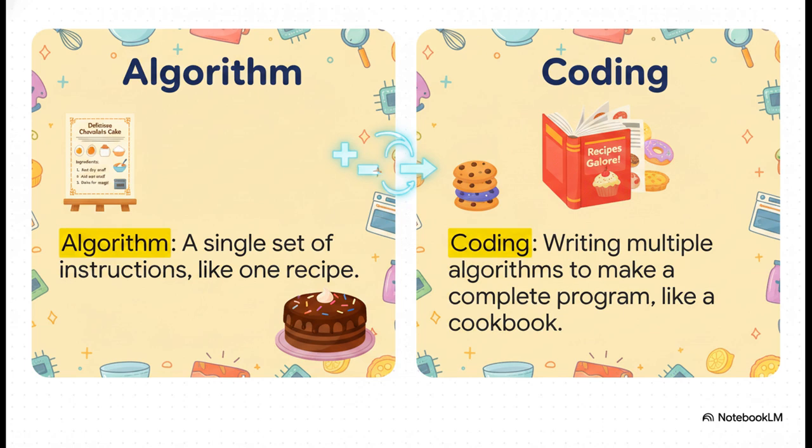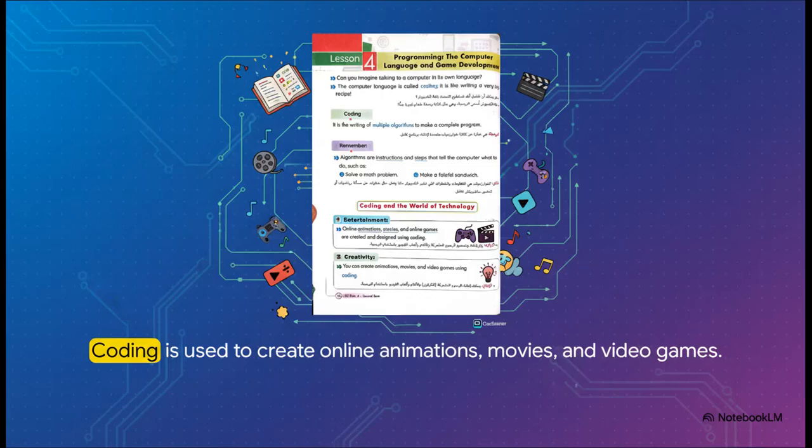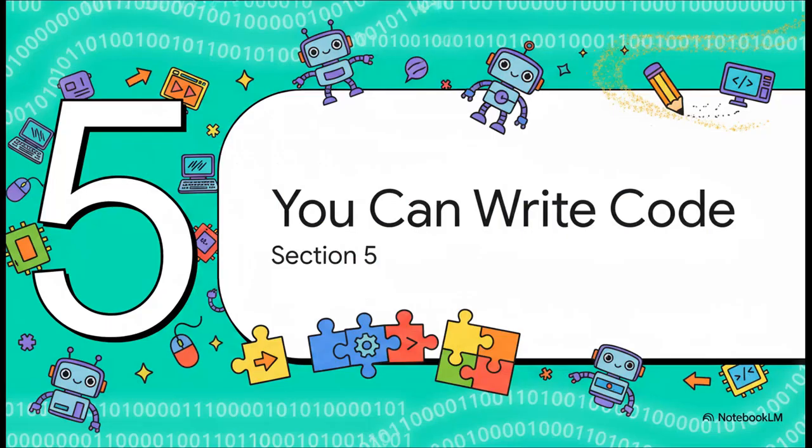Think about your favorite video game. It's not just one recipe, it is an entire cookbook full of them. And once you have that whole cookbook, that's when you can create some truly incredible things. All those amazing online games, the animations, the movies we watch, they're all built using coding. They are the final results of combining countless algorithms to manage everything from the graphics and sound to the story itself. Which leads us to what I think is the most exciting part of all of this. This stuff isn't just something for other people to do. This is something that you can do. You can write the code.